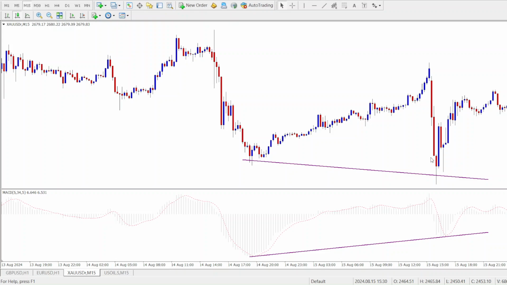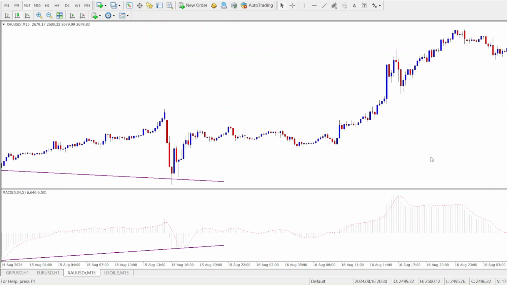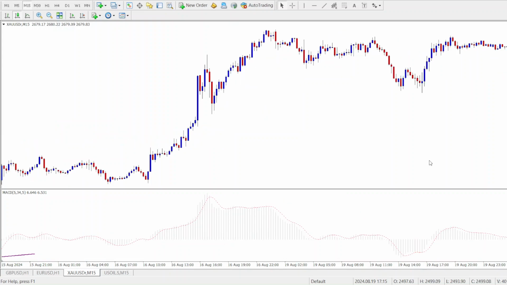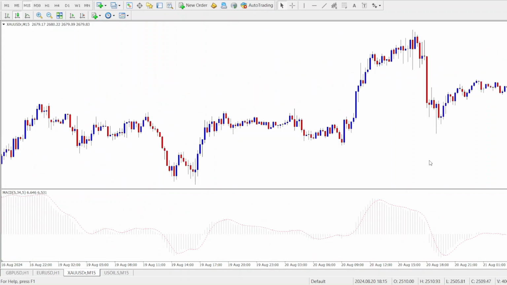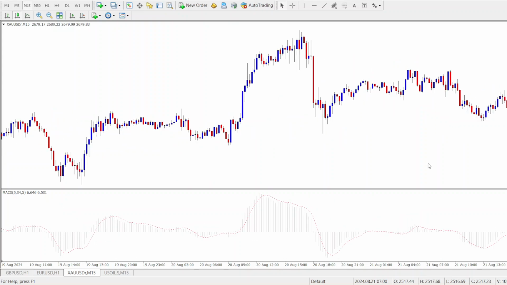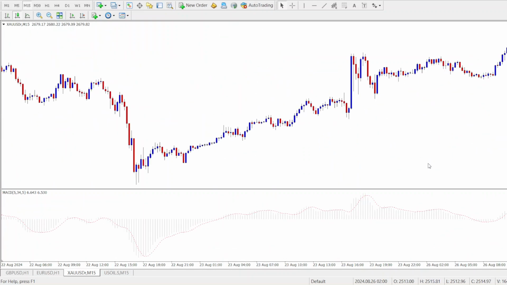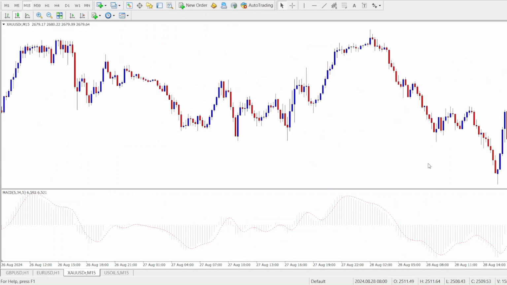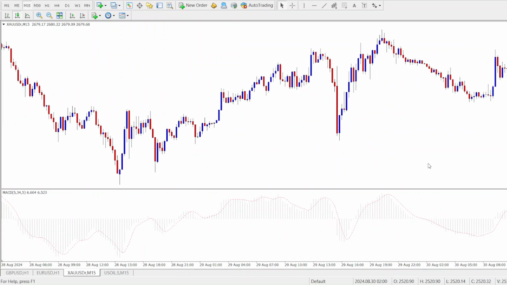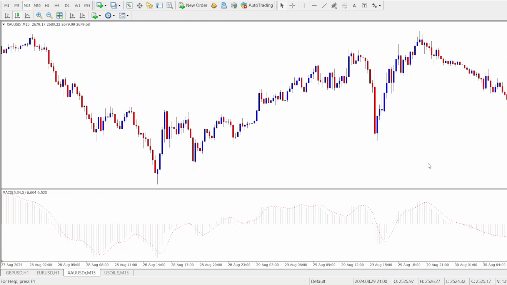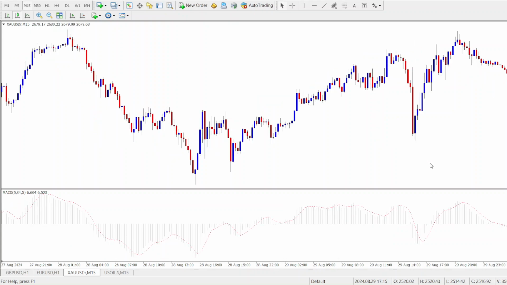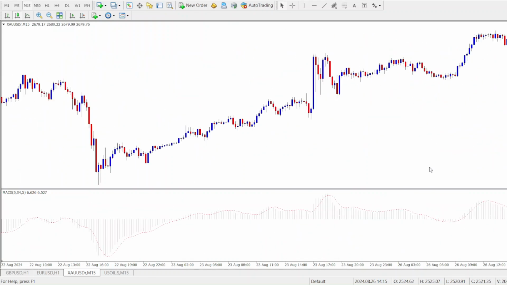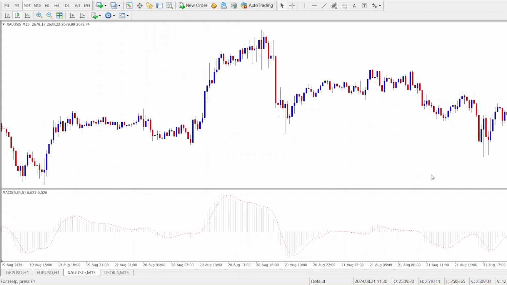Now, as for a bearish regular divergence, it occurs when price is making a higher high, but the MACD is making a lower high. That signals that buying momentum is fading, and it shows that there could be a potential bearish reversal. So it's just the opposite of the bullish regular divergence.